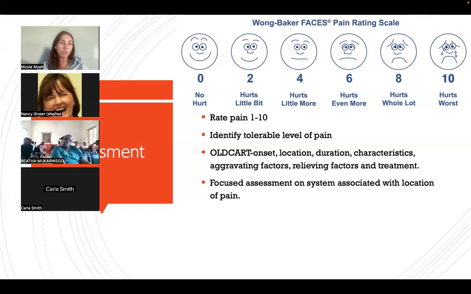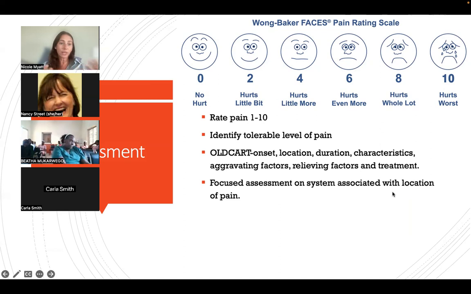And finally, what have they tried for treatment? Oftentimes people won't come to the hospital as soon as they have pain. They will have tried a few things for themselves at home. And so that's important information to have. Have they already taken pain medication? Did they already try a salve or a cream? Did they already try hot and cold? What have they tried? And then a focused assessment on the system associated with the pain.